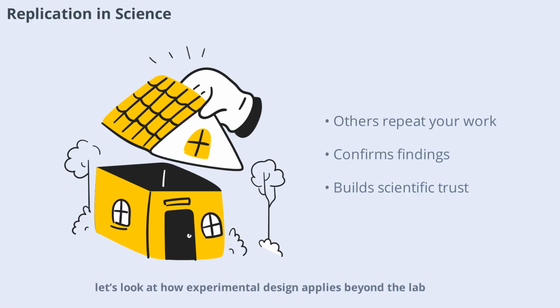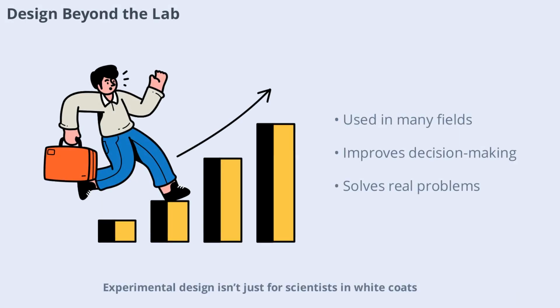Next, let's look at how experimental design applies beyond the lab. Experimental design isn't just for scientists in white coats. It's used in business, education, psychology, and even everyday life. Whenever you test a new idea, compare options, or try to solve a problem systematically, you're using the principles of experimental design. This approach helps you make better decisions and understand the world more clearly.